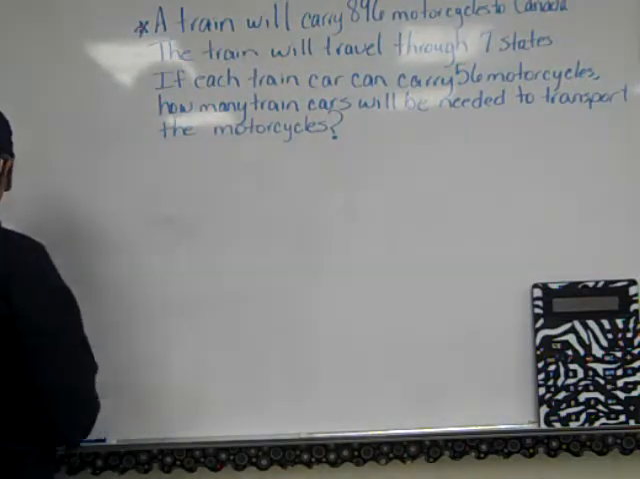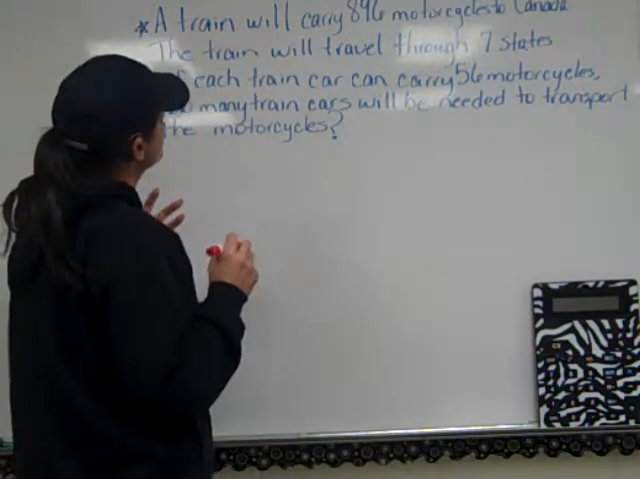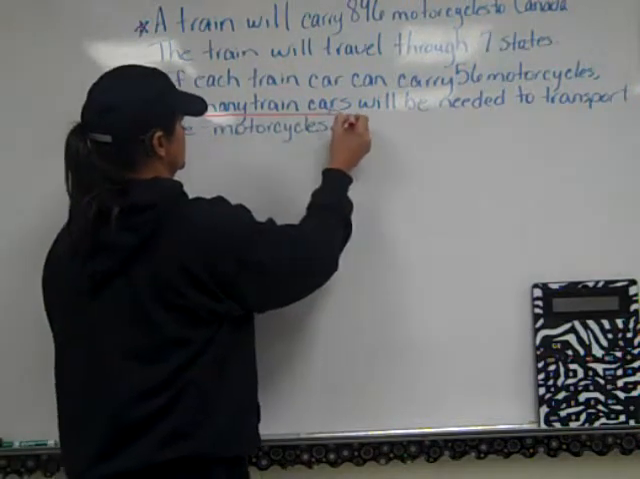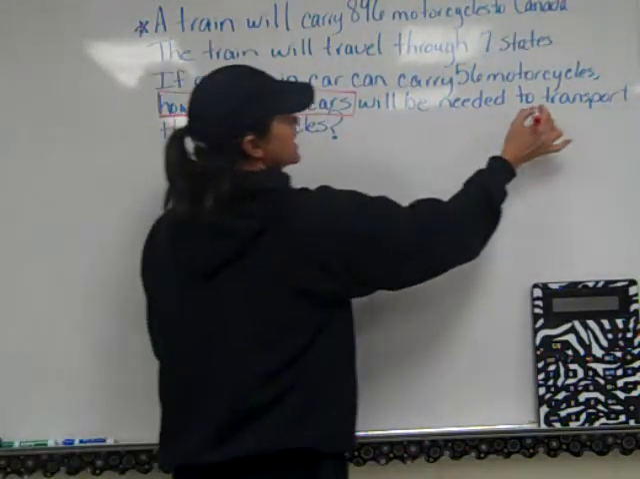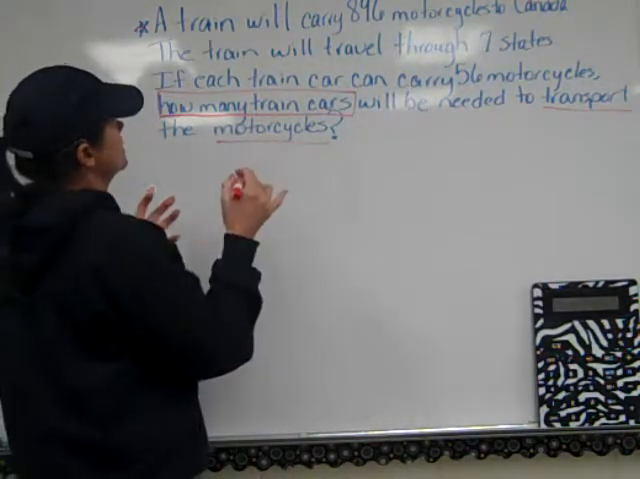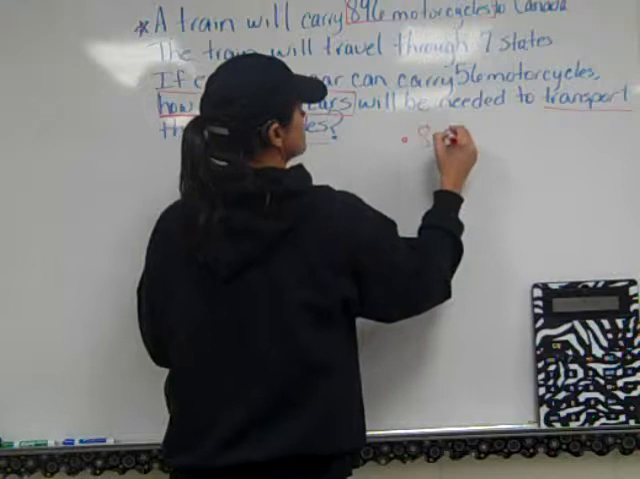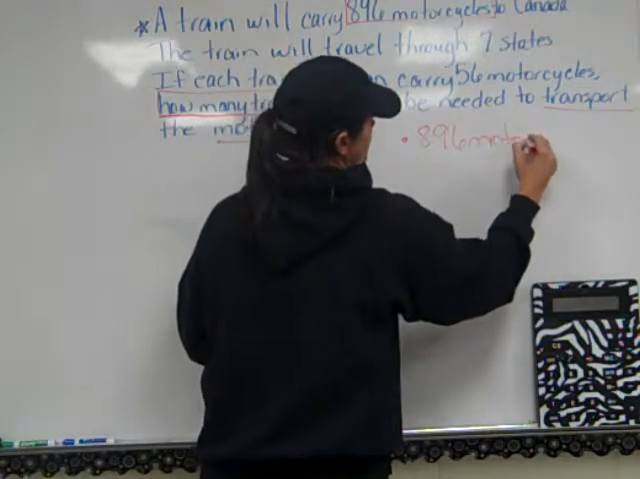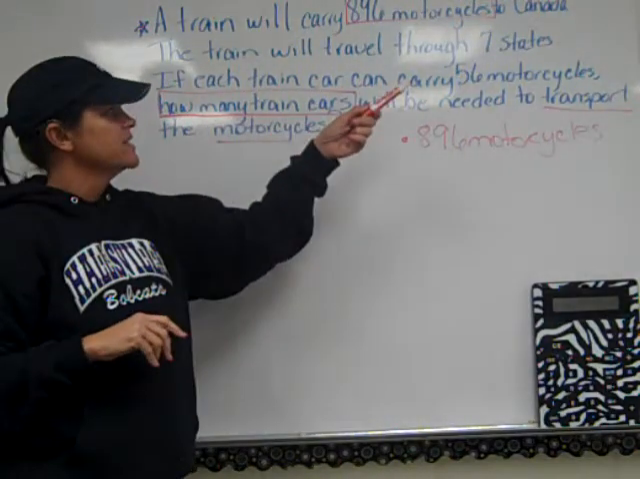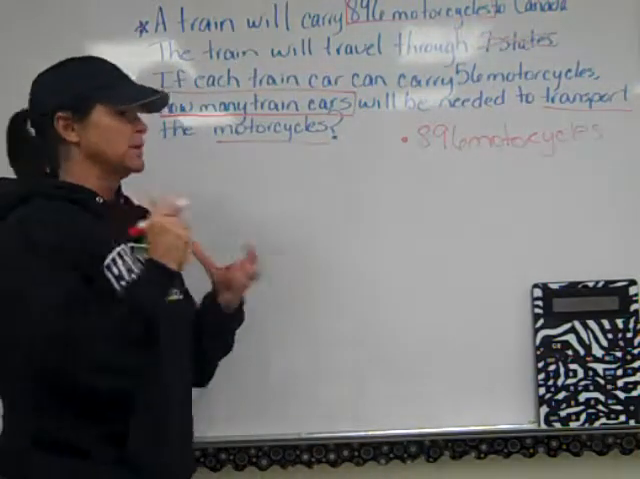Okay, so the first thing you want to do is figure out what we're doing in the problem. We got to find our question, okay? How many train cars will be needed to transport the motorcycles? So let's get the numbers in the problem that we need. We need to know that there are 896 motorcycles. That's the total number of motorcycles that we have. Okay, and the train will travel through 7 states. This is unimportant information. I'm going to mark that out because I don't want to get confused with that later.